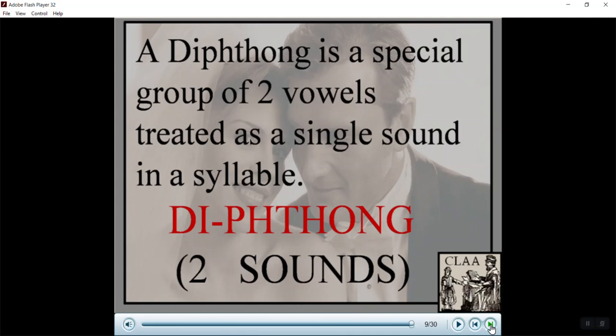The word diphthong comes from Greek. The Greek word di means two. Phthongoi means sounds. So diphthong means two sounds. A diphthong is a sound made up of two sounds.